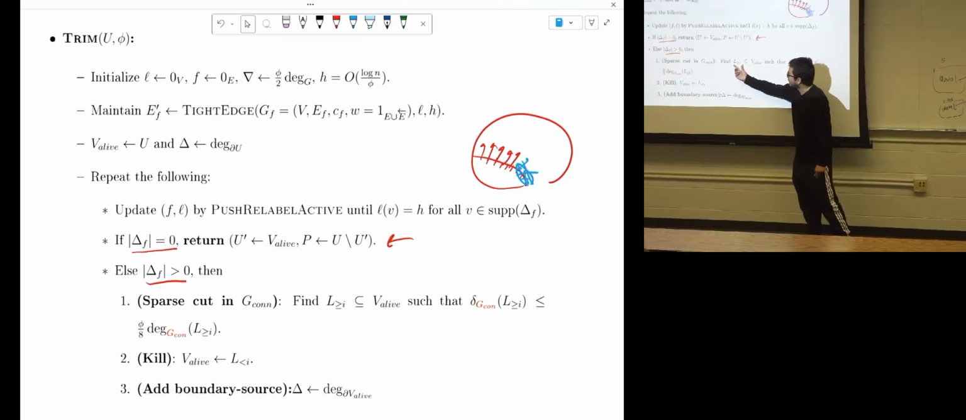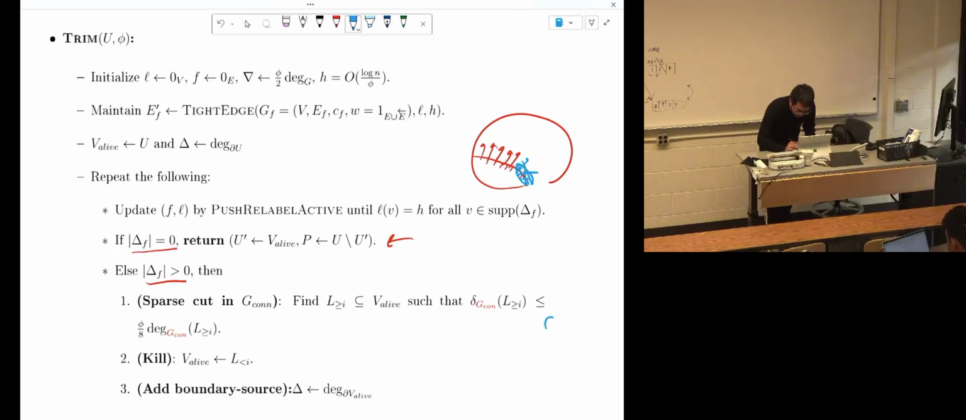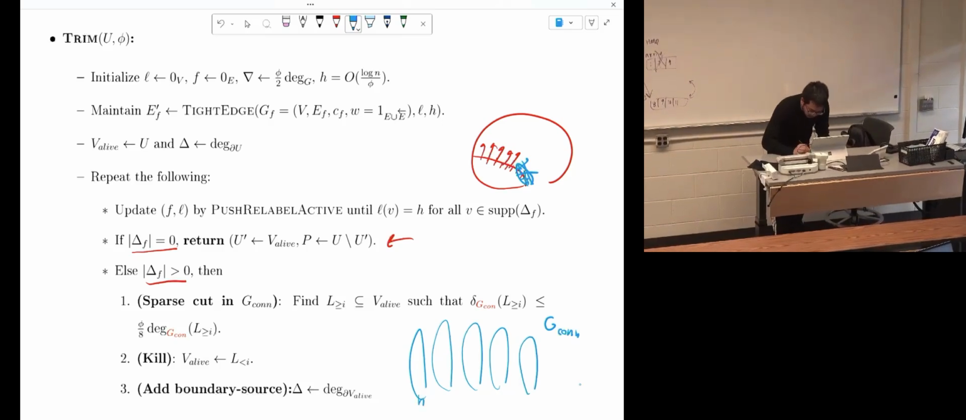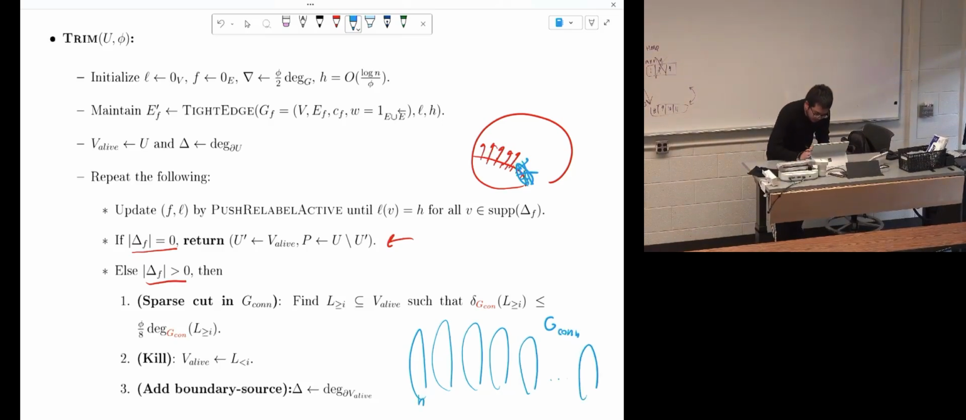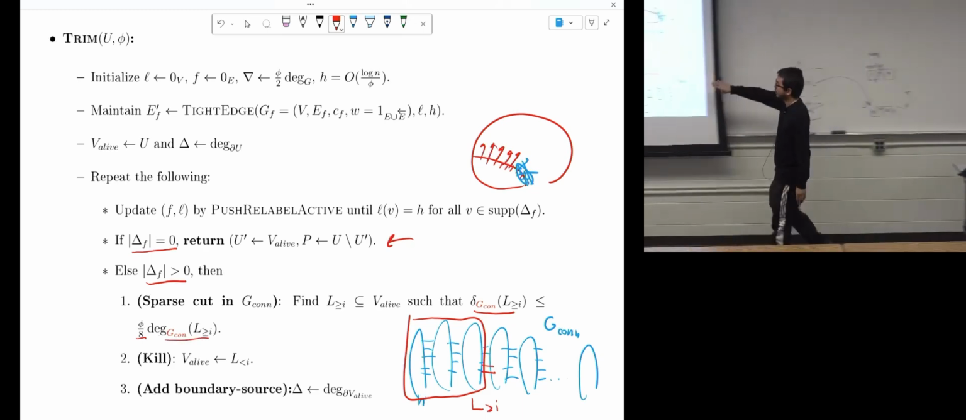So let this be a sparse cut. So you have GCon, you have many levels, H up to 0. GCon only has edges between consecutive levels. Just find a sparse cut where there are just few edges here. Like, okay, this thing is sparse, just a 5 fraction. This is just like last class exactly.